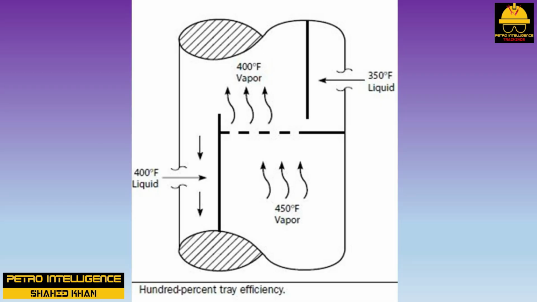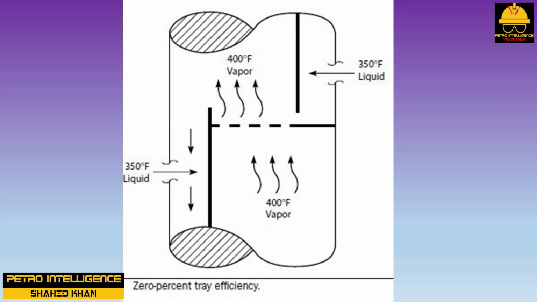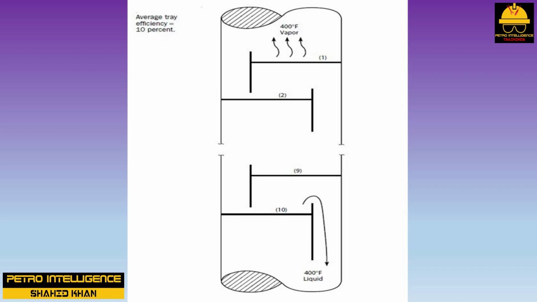For example, the efficiency of the tray shown in this picture is 100%. The efficiency of the tray in this picture is 0%. How about the 10 trays shown in this picture? Calculate their average efficiency and you will get the answer 10%.